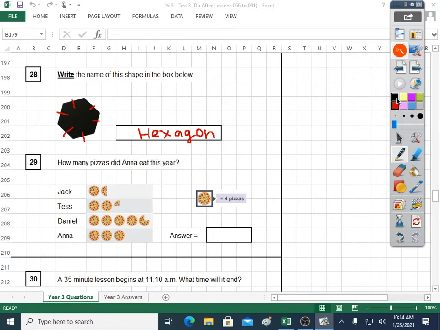Question 29. How many pizzas did Anna eat this year? Jack, Tess, Daniel, Anna. So that's who we need. So I mark that, Anna. She ate 3 pizzas, didn't she?